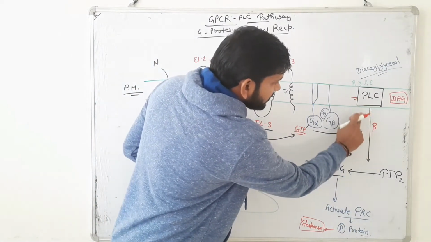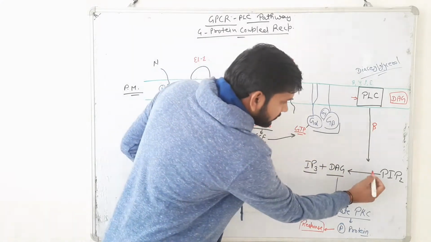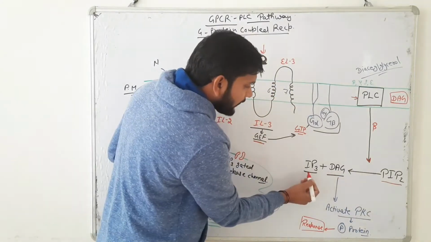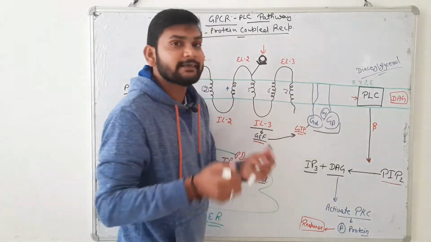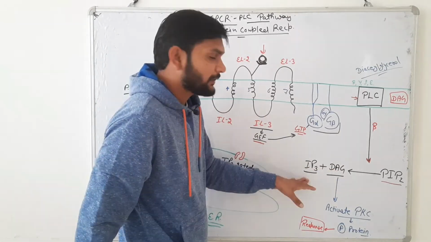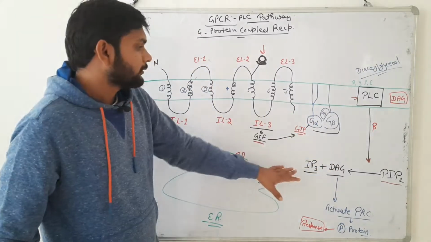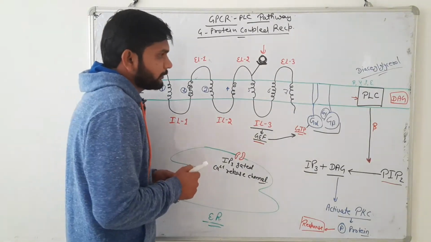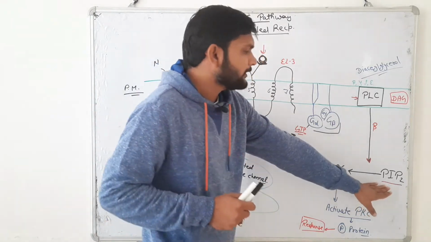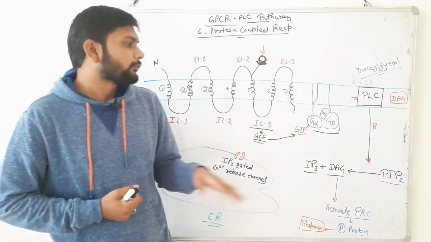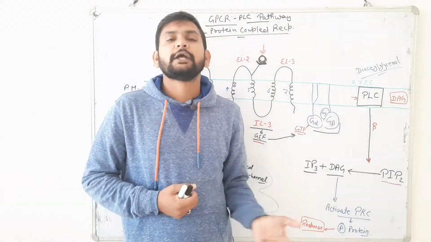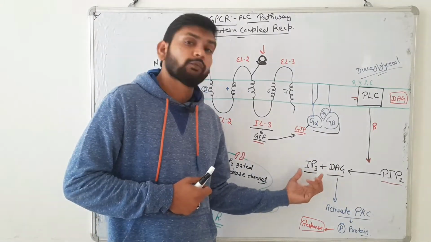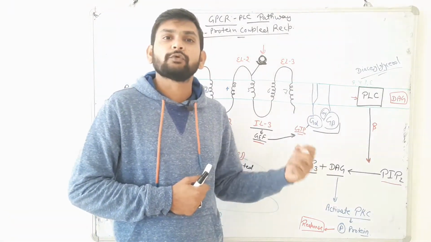Okay, so PLC beta. What is the work of PLC beta? It will convert PIP2 into IP3 and DAG. What is DAG? Diacylglycerol. And what is IP3? IP3 is inositol triphosphate. And what is PIP2? PIP2 means phosphatidylinositol diphosphate, the 4,5 diphosphate. In the triphosphate, it is 1,4,5 triphosphate. Inositol 1,4,5 triphosphate.